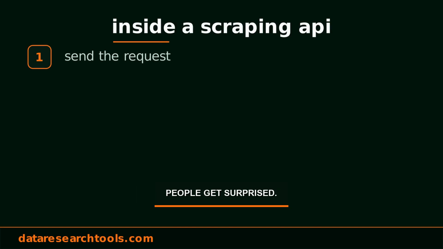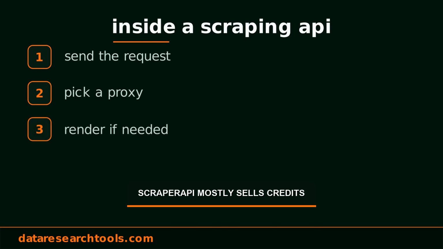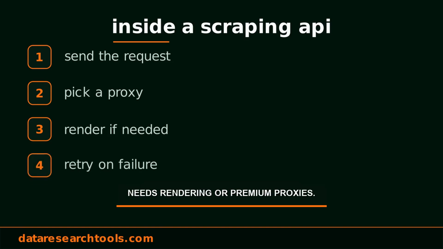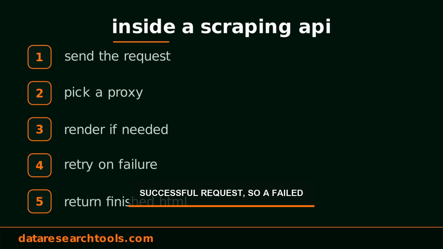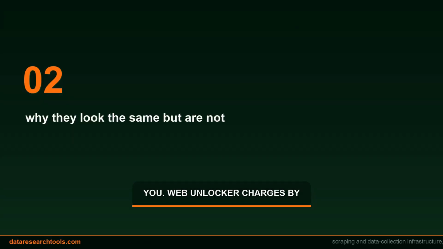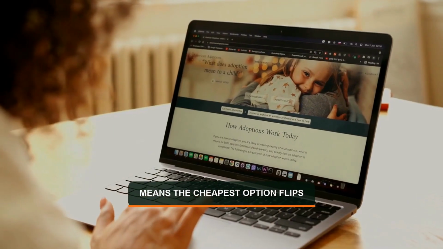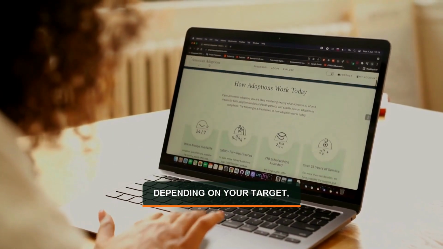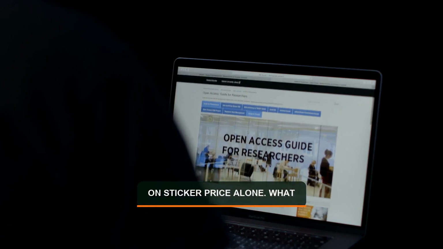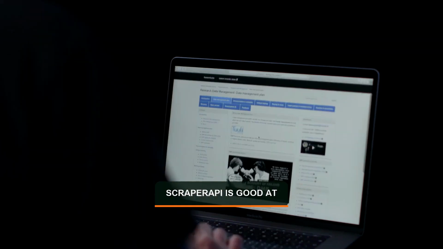This is where people get surprised. The three do not even price the same unit. ScraperAPI mostly sells credits per request, and a request costs more credits when it needs rendering or premium proxies. Zyte bills closer to per successful request, so a failed attempt does not always cost you. Web Unlocker charges by successful request too, but its network is priced around bandwidth, so heavy pages cost more than light ones. That means the cheapest option flips depending on your target, and you cannot rank them on sticker price alone.